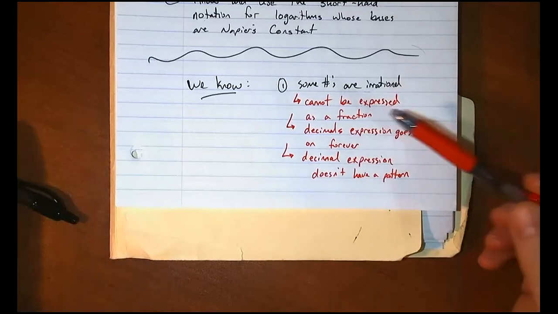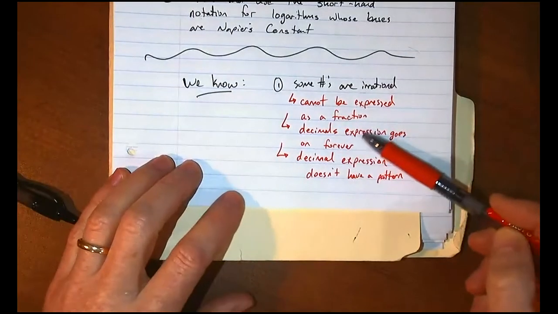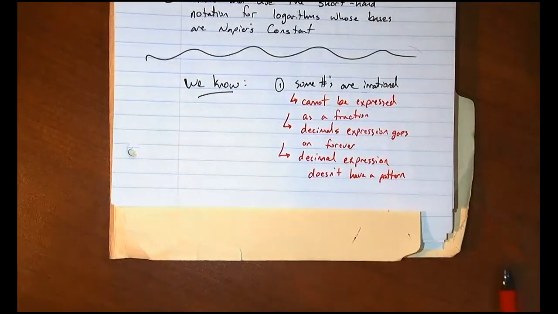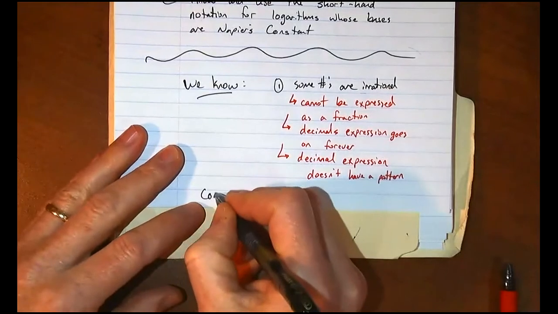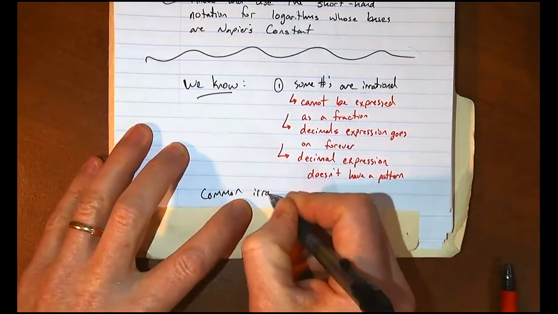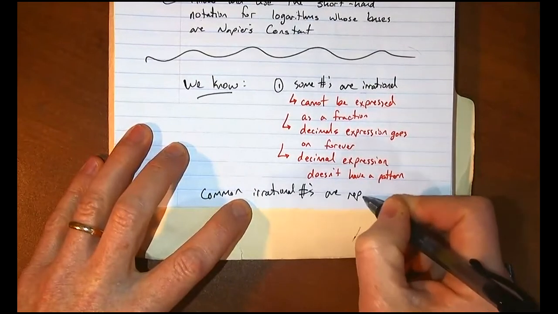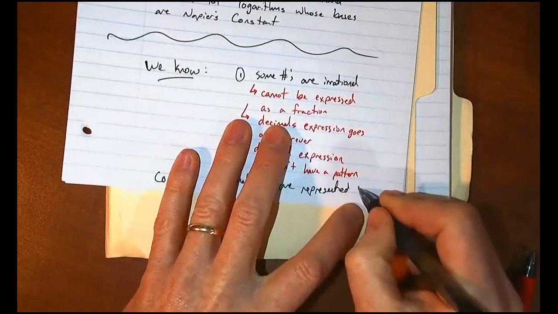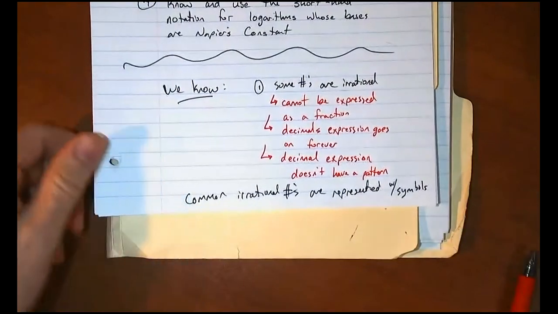Now, there are other types of irrational numbers, but because they have this ongoing expansion that doesn't repeat, we always represent common irrational numbers symbolically, with symbols. Again, the most common one is pi.